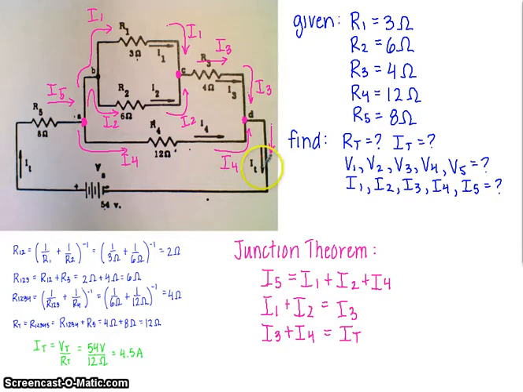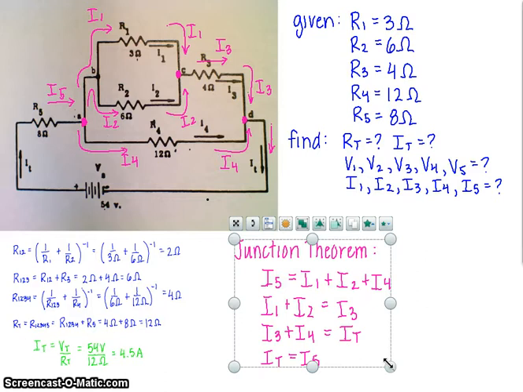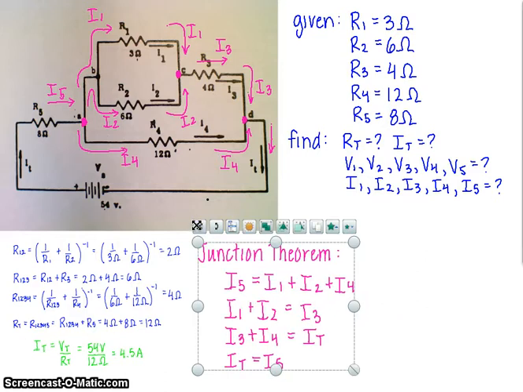Now, another thing that you can look at is this total current for the circuit does go through resistor 5 before it gets to any junction. So what that tells us is that I total is equal to I5. Those are the equations that we would use for our junction theorem.